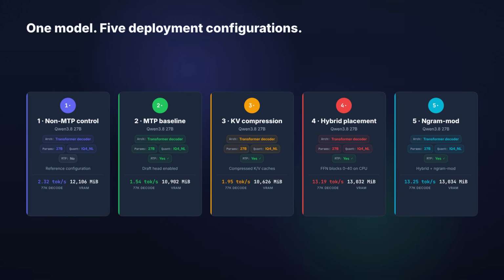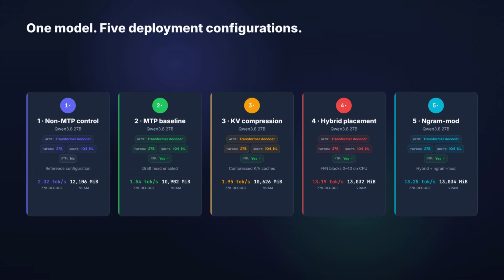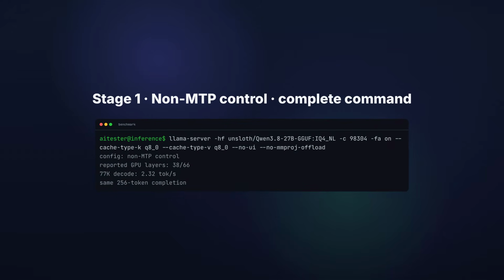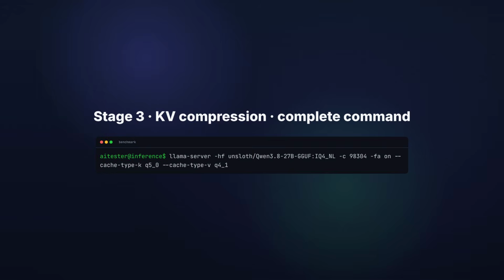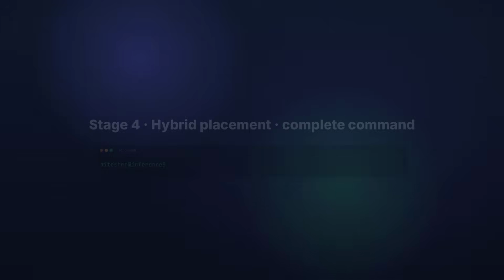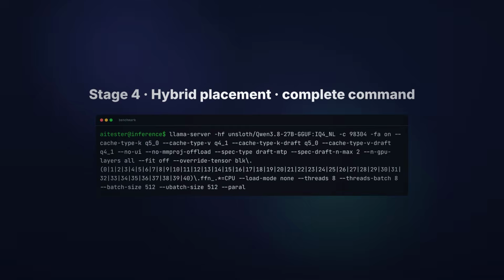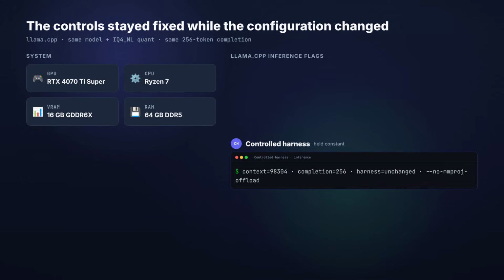98,304 token window. This video was inspired by a Reddit post from Stainless Bacon, who shared the optimizations that prompted this investigation. The sequence was a no-mmproj control, MTP speculative decoding, compressed key-value caches, hybrid tensor placement, and Engram mod. The model and quant stayed the same, making this a configuration story.